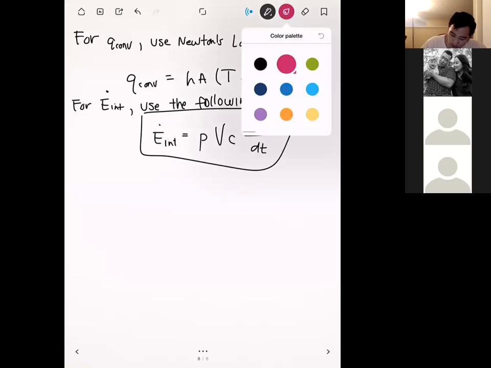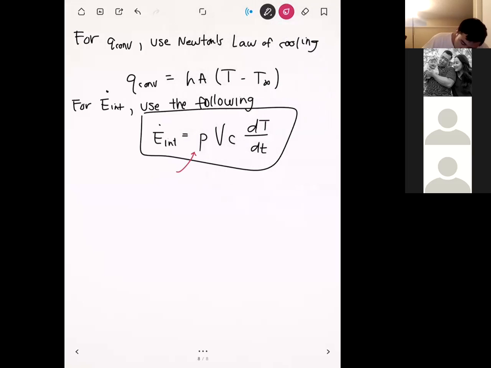Let me go ahead and label everything here. This rho right here is density. This V here is volume, simply the geometric volume of the object. And this C right here is specific heat.